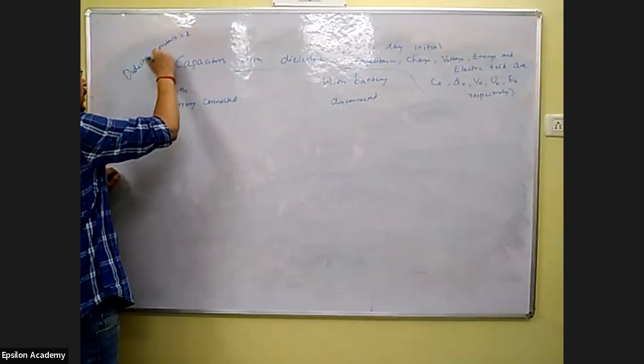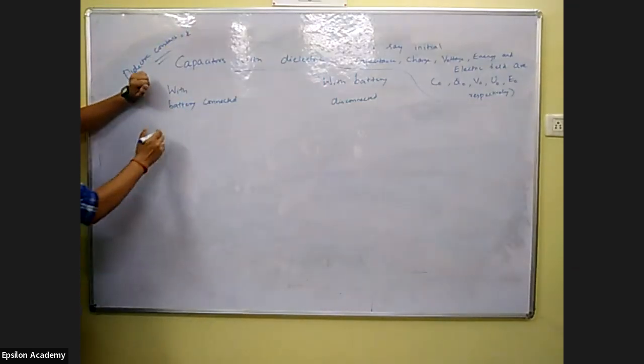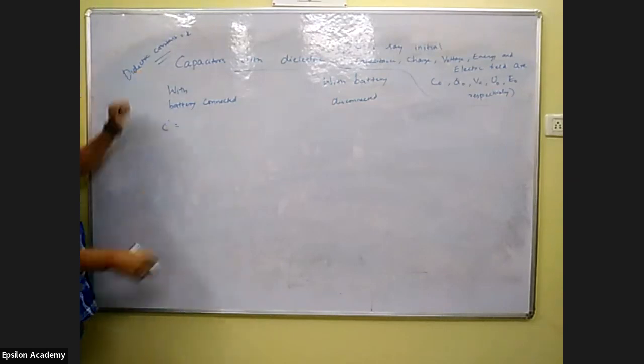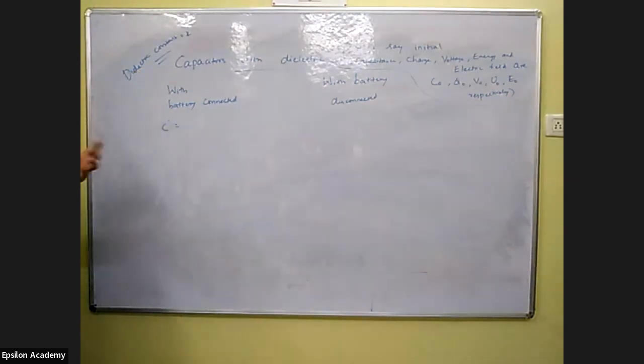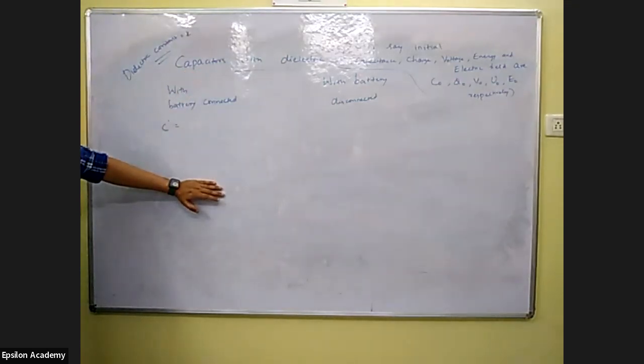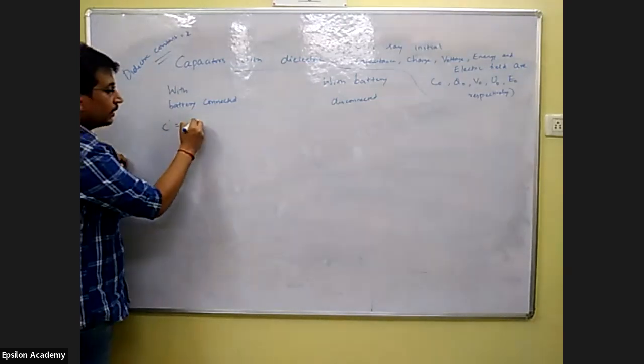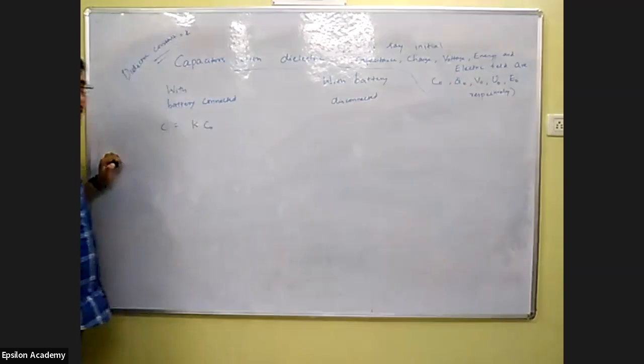So if I say the dielectric constant is K, then we know what will happen to the new capacitance when the dielectric is completely inserted. Here, when I say capacitance with the dielectric completely inserted, that is the point you need to note. What will be the value of C dash? It will become K times C naught.